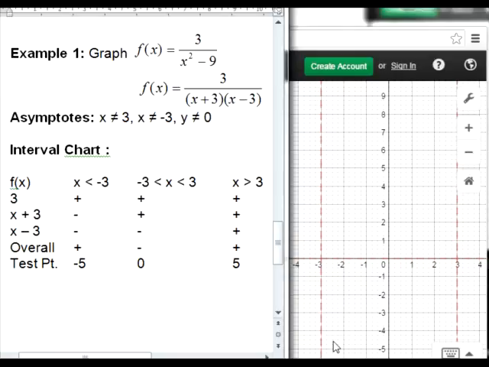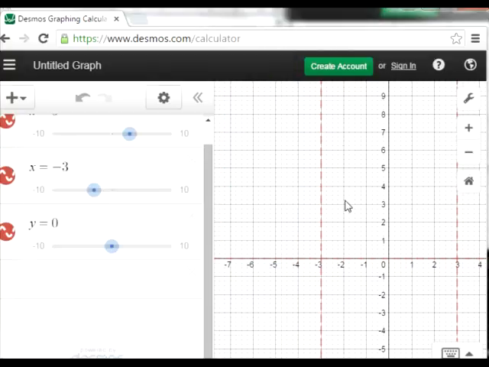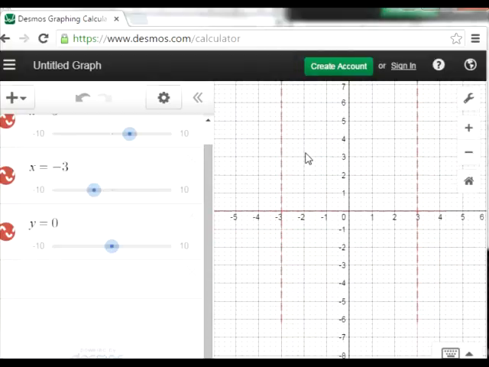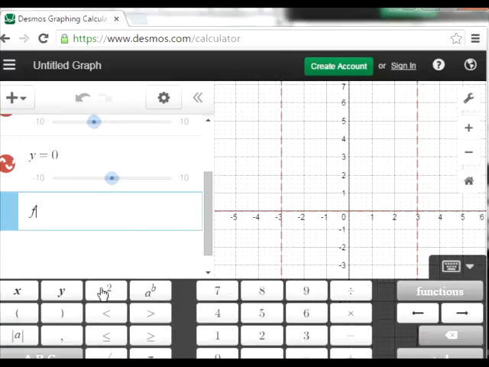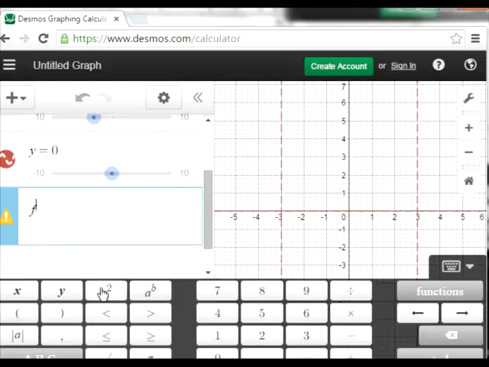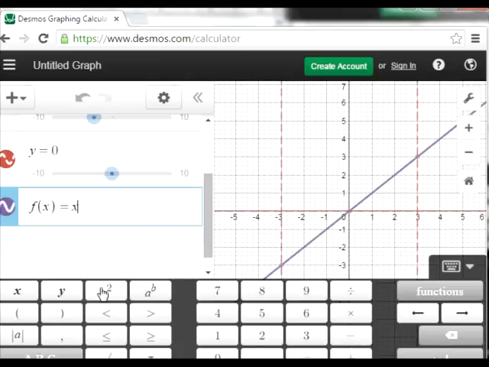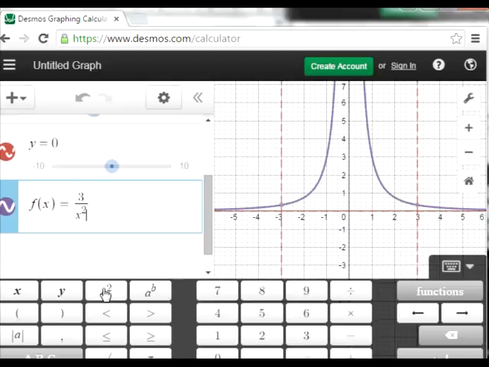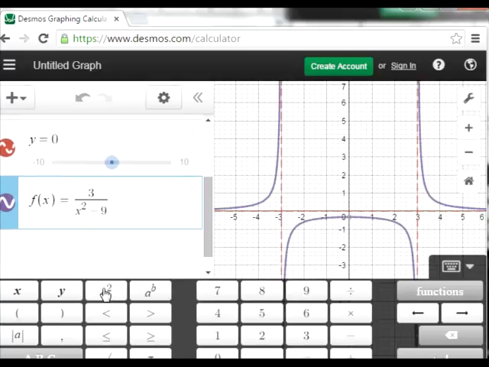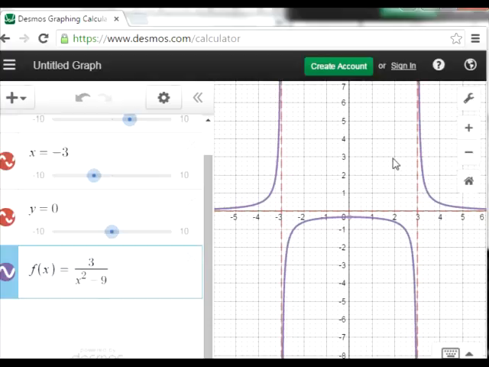Between negative 3 and 3 is negative, so it should look like this, be negative, and to the right it should be positive like this. Let's see if the graph agrees with me. So what we actually are looking for here, let me make this big so we can see. I'm going to say f of x equals, no, it was 3 over x squared minus 9. And look at that, it fits right in there. Can I hide that? Yeah, I can.